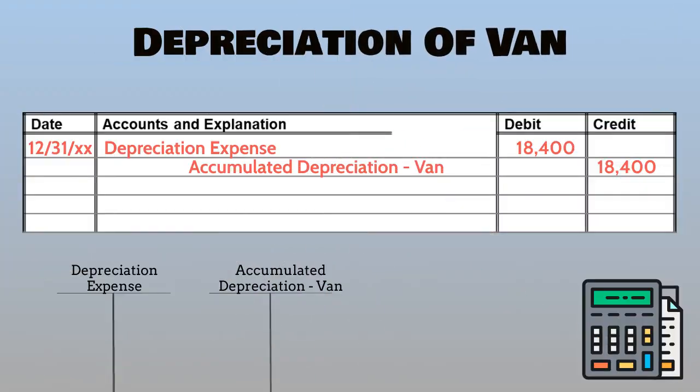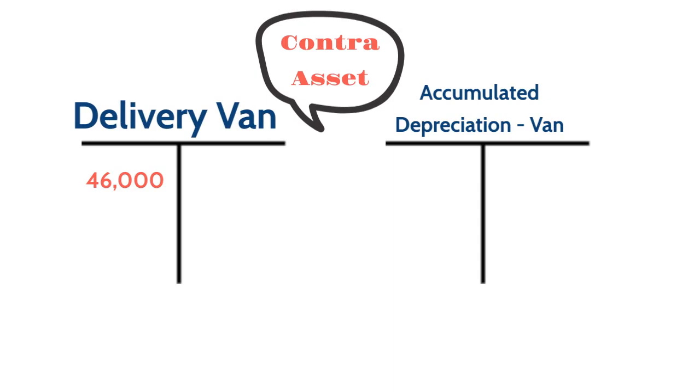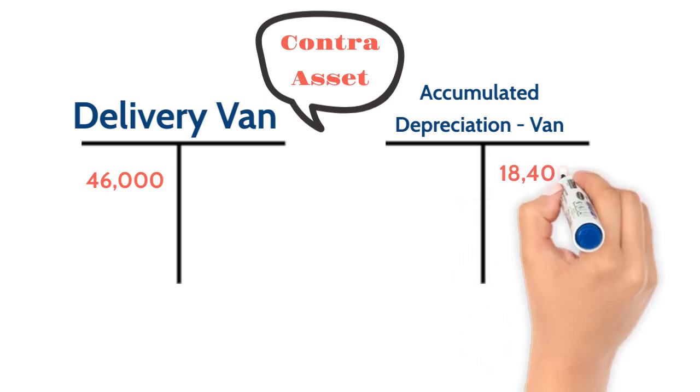The journal entry for depreciation is always the same, with a debit to depreciation expense and a credit to accumulated depreciation. And for year 1, we have just calculated the amount to be $18,400. This may be easier to visualize in T accounts. You have the value of the van at $46,000, which is untouched per the cost principle. The accumulated depreciation van account now has an $18,400 credit balance.